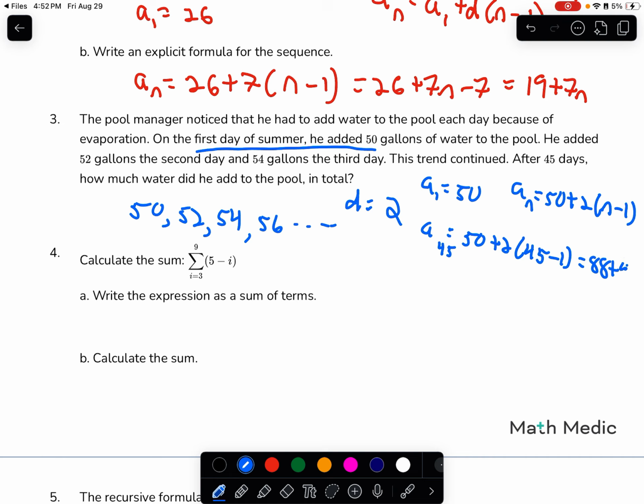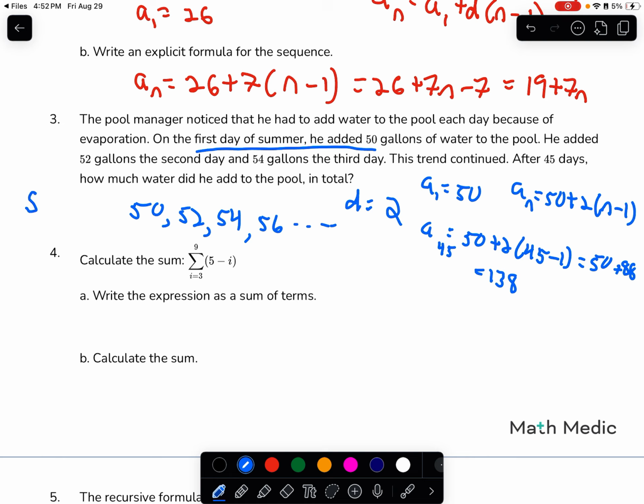I should have run it backwards so I can keep it consistent. It's 50 plus 88. And putting my thinking cap on, 50 plus 88, I believe, 50 plus 80 is 130, so 88 would be 138. So this equals 138. So now we have the formula for the sum of the first n terms.